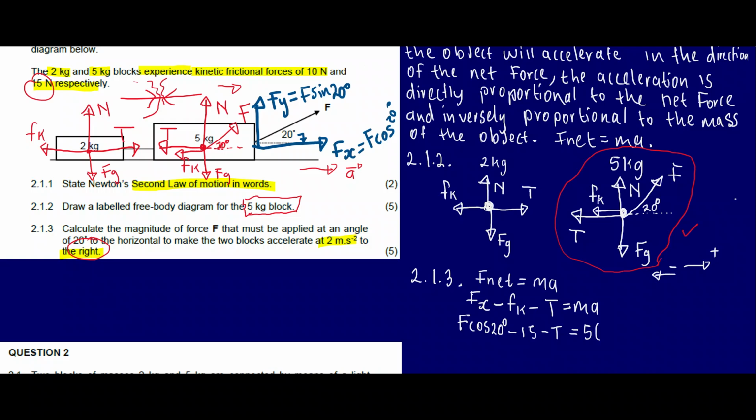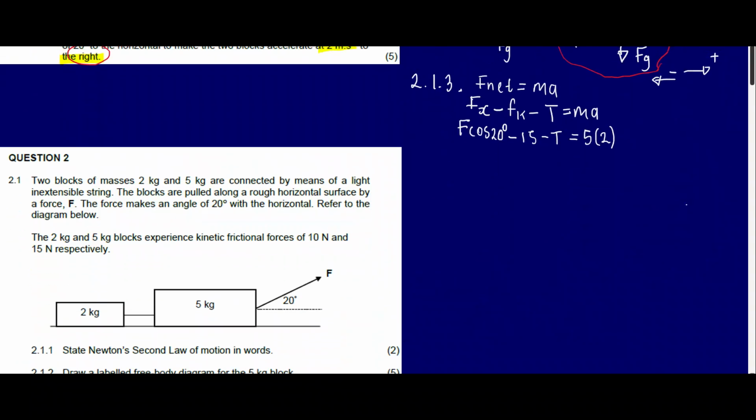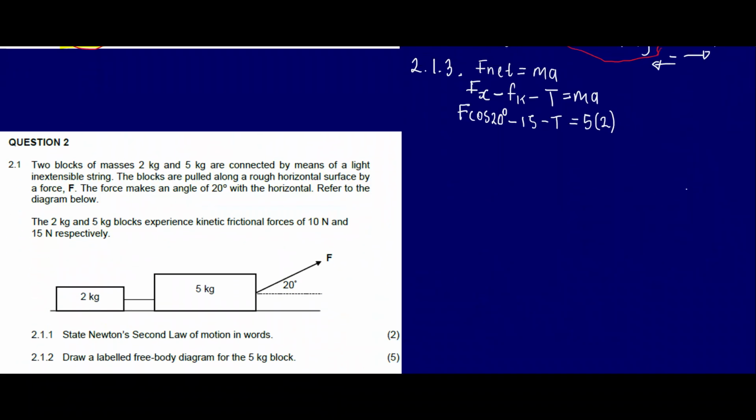I see students making a mistake and thinking acceleration is 9.8. Obviously this acceleration here is the acceleration of the blocks, so it may not necessarily be 9.8. The acceleration of the blocks is given, it's 2, and it's going to the right. Remember, we're taking right as positive, so everything going to the right is positive, so the acceleration was also substituted as positive. According to the looks of things here, we have two unknown variables.